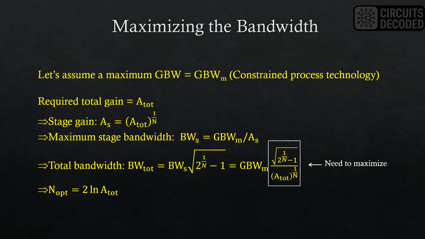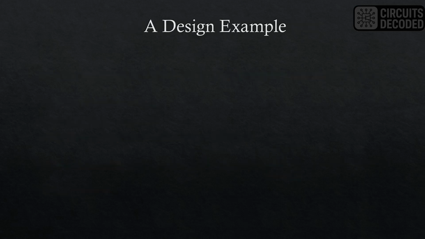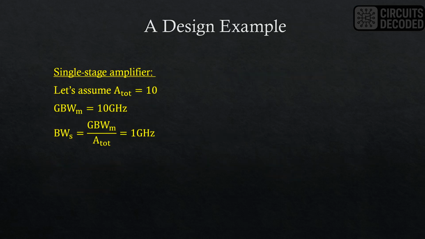Now, to check whether this value actually helps to increase the bandwidth, we consider a design example. Let's say we need to design an amplifier with a total gain of 10, and given that each of the amplifier stages can have a maximum GBW of 10 GHz. So the bandwidth of this single stage amplifier will be 1 GHz.